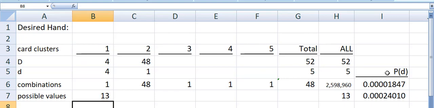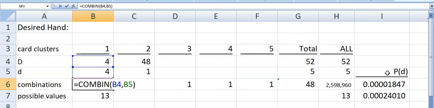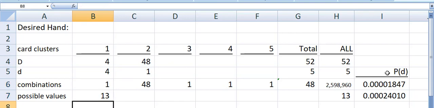So you can use a spreadsheet like this. It's simply built on a little logic of the problem. I'm using the combin function quite a bit to calculate the number of combinations. I'm not doing the calculations myself, although the equation isn't that difficult. But you can use this kind of a spreadsheet to calculate the probability of any hand in poker.